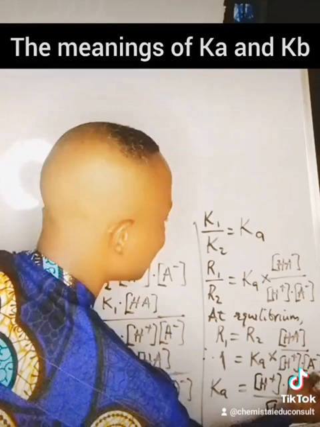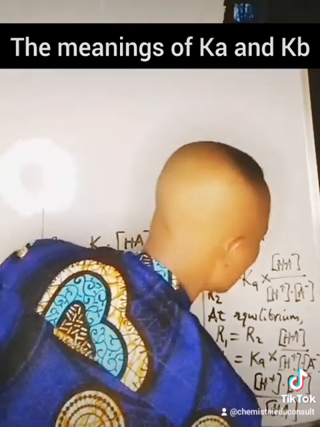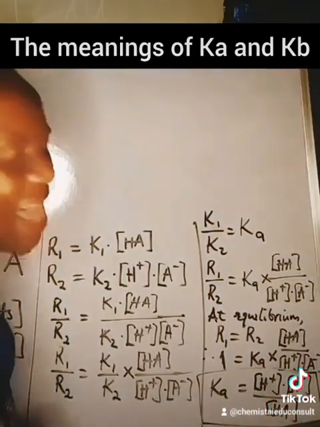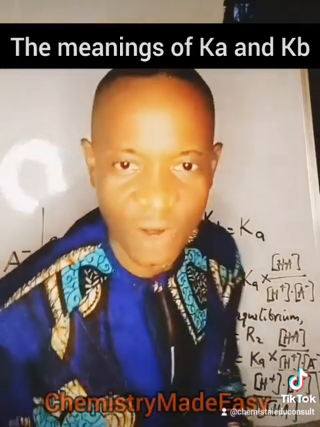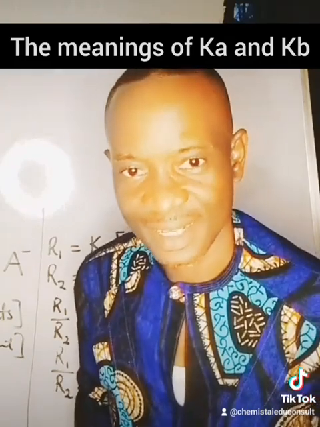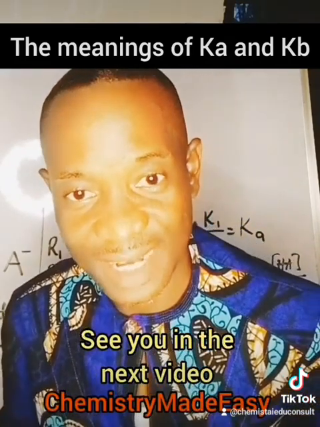So this is the value of the equilibrium constant of acid dissociation. It is a measure of strength of an acid. How is it a measure of strength of an acid?